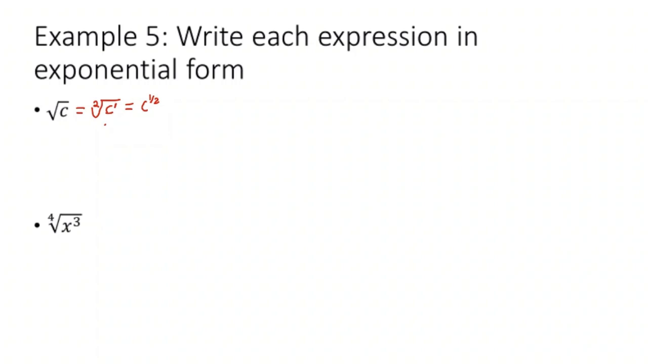Next, for the fourth root of x cubed, we would have x raised to a rational power. Now, what would be the denominator of the rational power? Well, the index of our radical is 4. 4 would be the denominator of our exponent, and our numerator would be the power that x is currently being raised to, which is 3. So the fourth root of x cubed is the same as x raised to the 3/4.